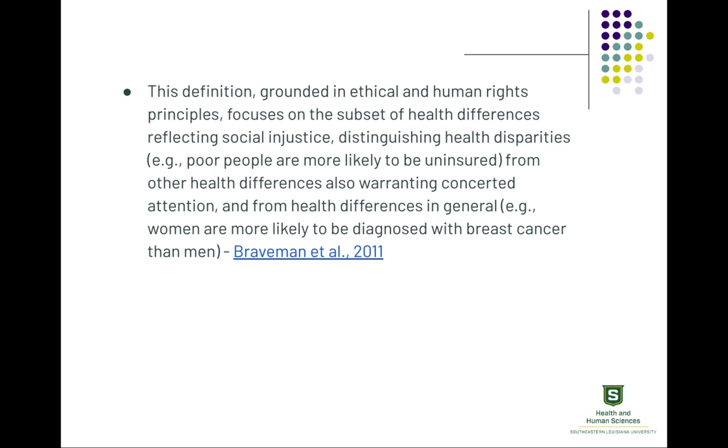Those types of variation very much differ from differences that come from, for example, genetics. Women are more likely to be diagnosed with breast cancer than men. There's not really an ethical, social, or human rights principle at play for that to happen. A lot of it has to do with women having different breast tissues than men. So this is what I mean when we're talking about variation.